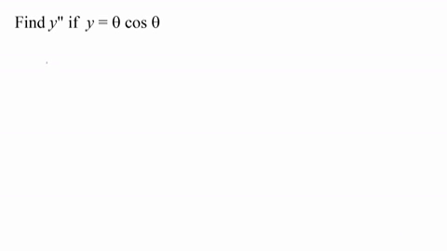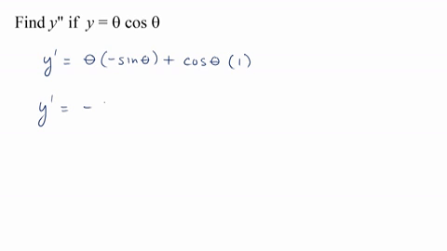Let's start with the first derivative. So y prime would equal first function theta times the derivative of the second. Derivative of cosine is negative sine theta plus second function cosine theta times the derivative of theta, which is just 1. So the first derivative would be negative theta times sine theta plus cosine theta.